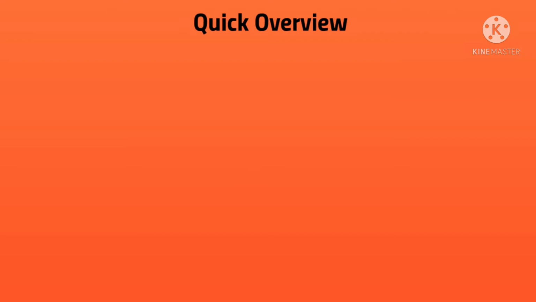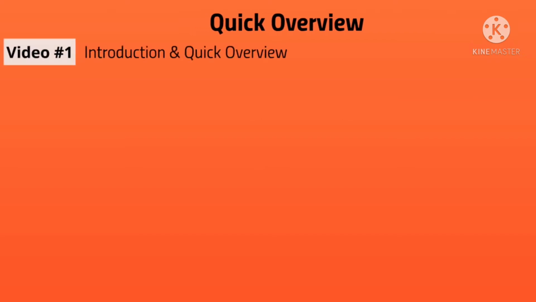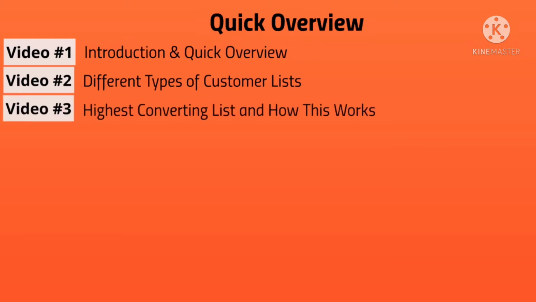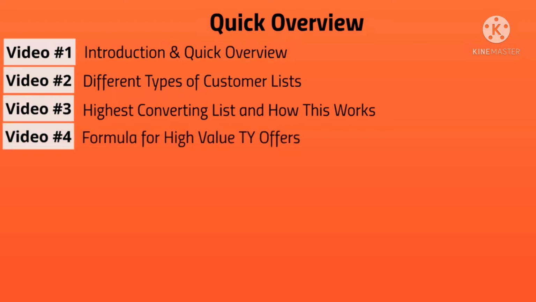Now let's talk about a quick overview of the video course so that you can get a bird's eye view of what's inside. So obviously this is video number 1. In video number 2, we're going to talk about the different types of customer lists. There are actually 2 major types, and I'll talk about that, and we're really going to focus on one particular type. In video number 3, we're going to talk about the highest converting list and how it works. So we're going to basically build upon each other, so make sure that you watch all the videos step by step, videos 1 through 9.